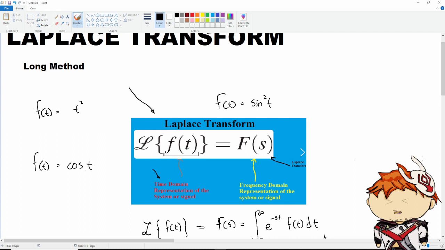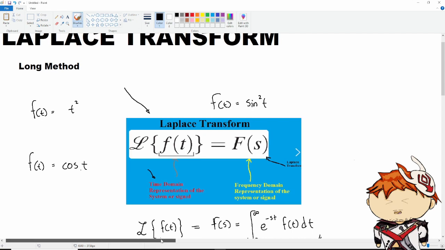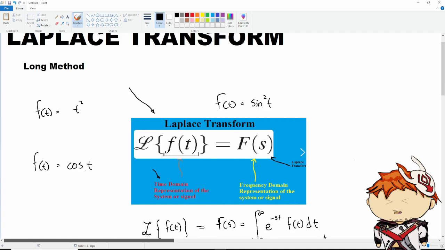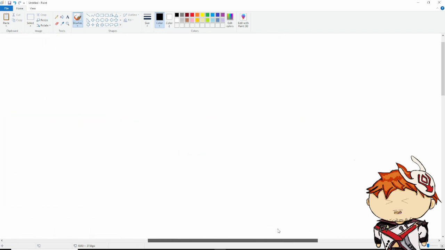A pattern can be proof that you're doing the right thing, but I don't recommend using it to get the right answer. It could be wrong. You don't know. I recommend the long method, but when times are rough, you can use the pattern. Anyways, let's do cosine t.